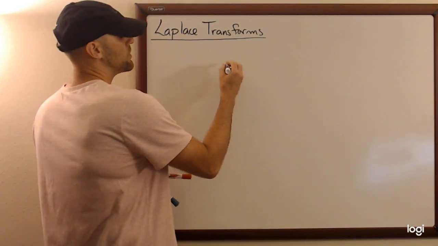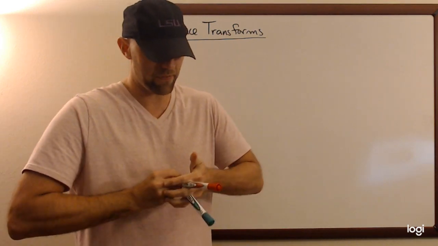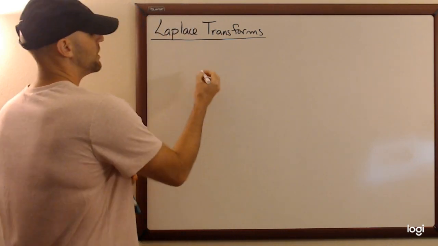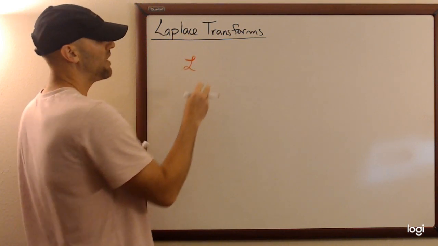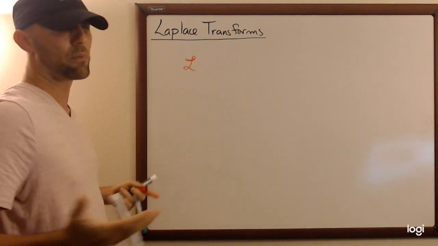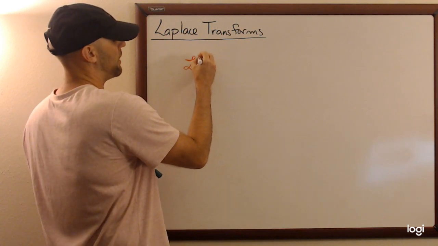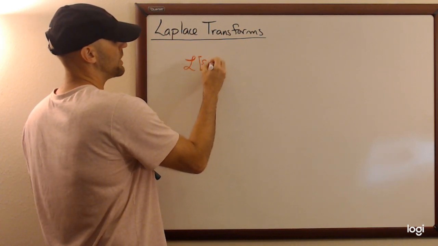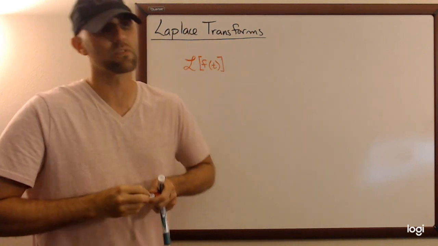So if I have a function f of t, little f, I'm going to define the Laplace transform of f, typically using a capital L. Your book uses a print L. I was always taught to use a script L. It doesn't matter. So the Laplace transform of some function f of t.